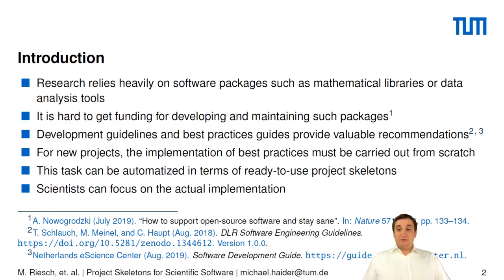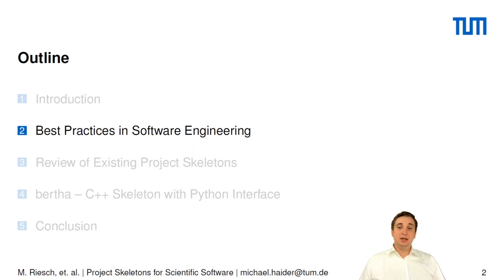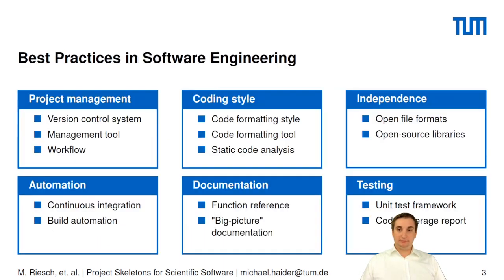For new projects, however, the implementation of these best practices in software engineering must always be carried out from scratch. So if you do a new project, you always have to make sure that all the best practices are implemented. This task, however, can be automated in terms of ready-to-use project skeletons. And this makes it possible for us scientists to focus on the actual implementation, which is typically a formidable challenge on its own. So let's review some of the best practices in software engineering.